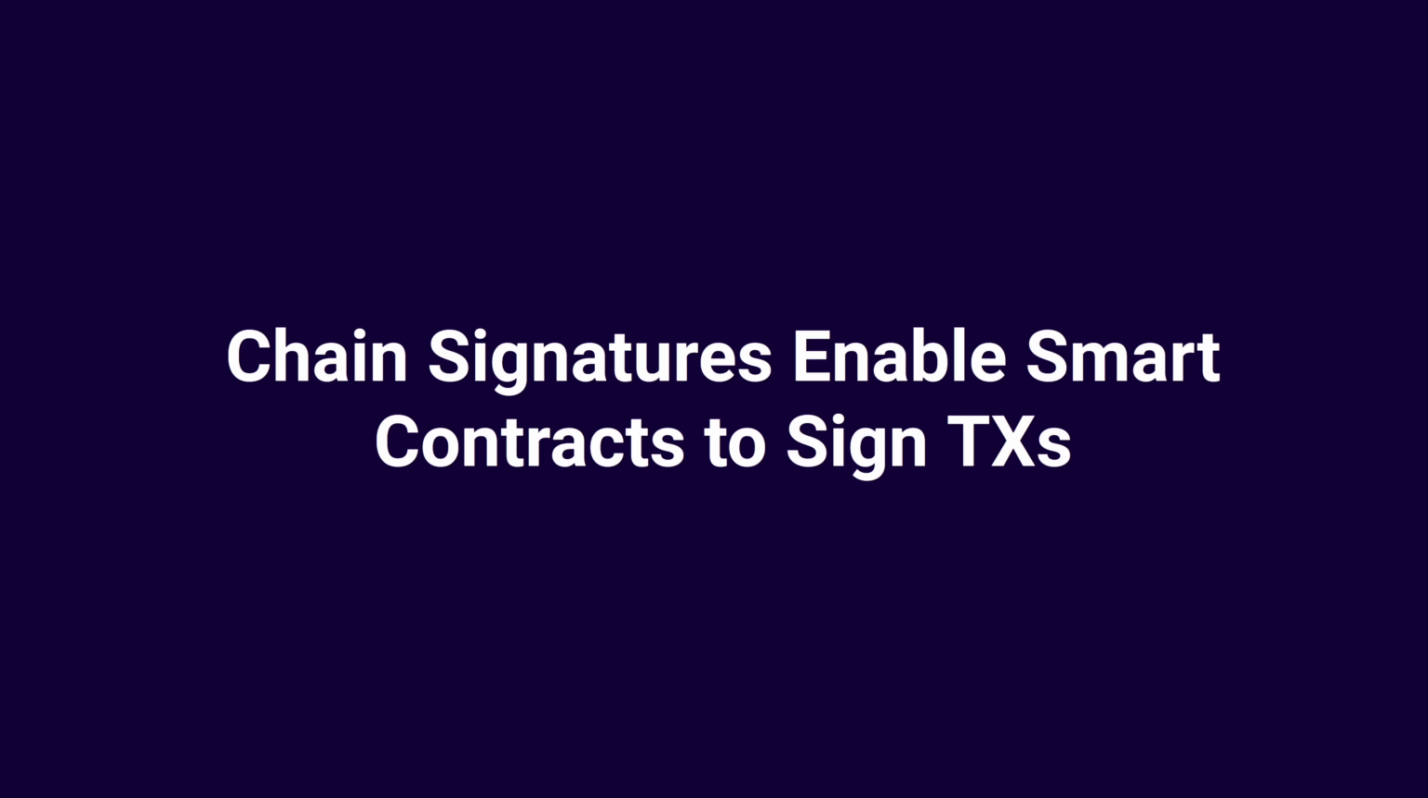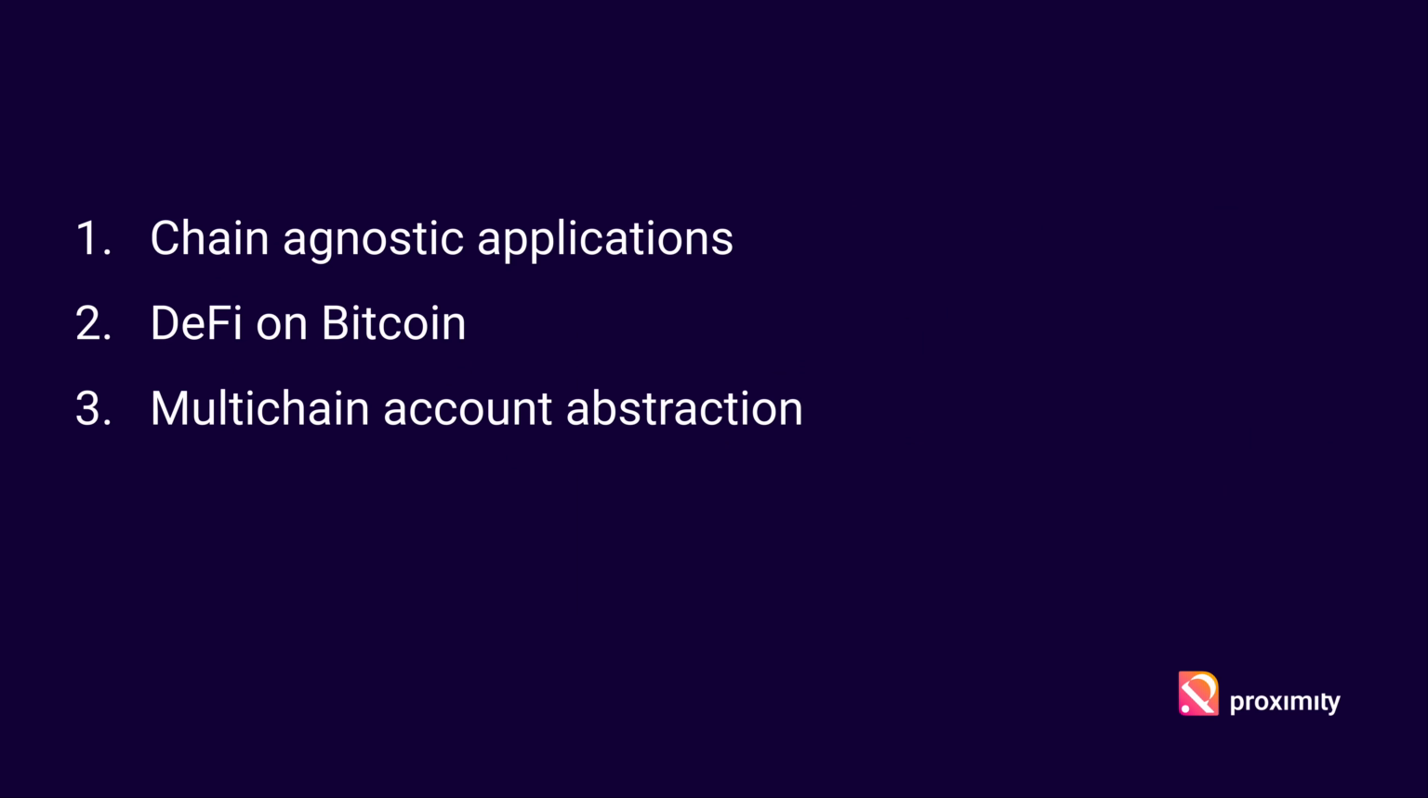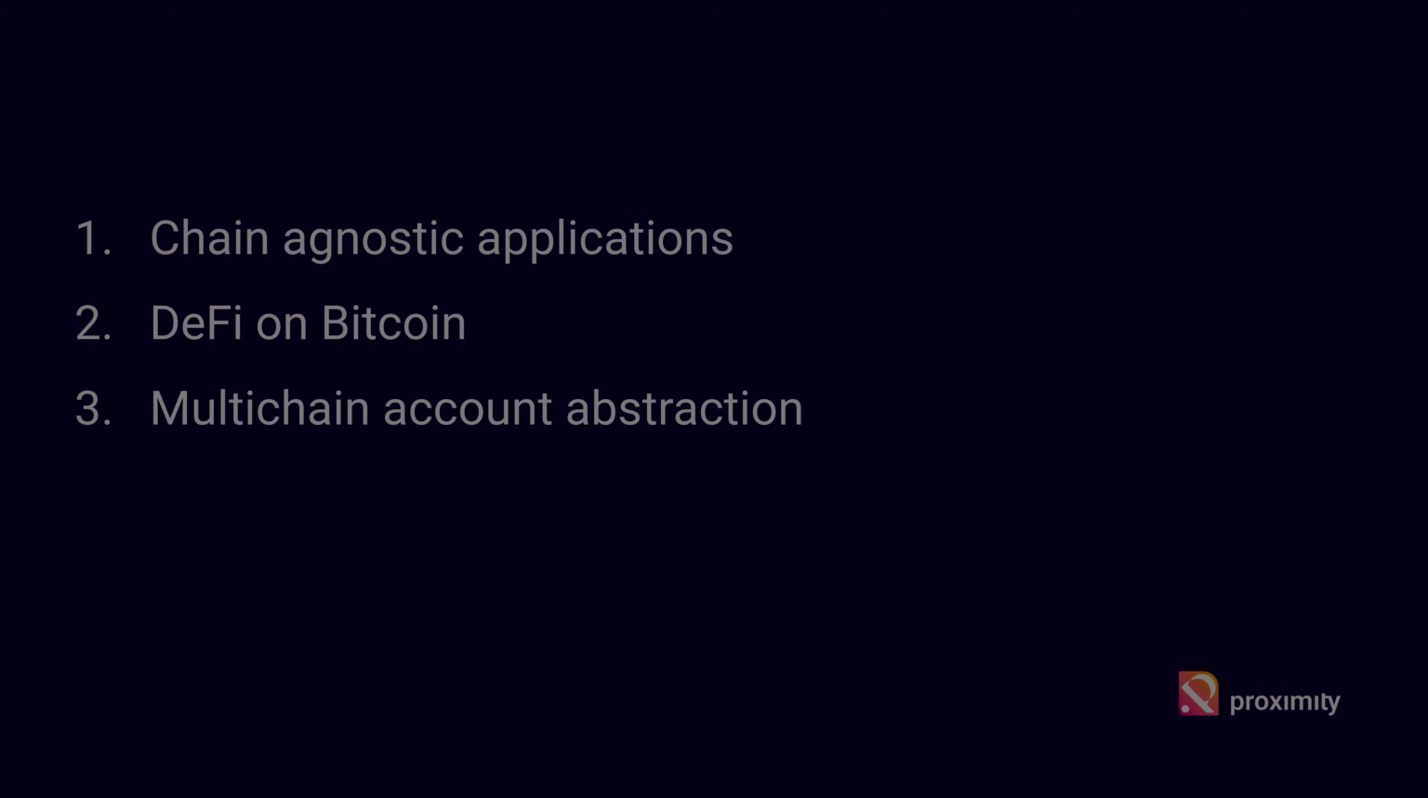So chain signatures enable smart contracts to sign transactions. So you can make chain agnostic applications. You can do DeFi on Bitcoin by basically moving Bitcoin into a chain signatures account, and then you can credit a synthetic on Near or on other chains as well. And you can do multi-chain account abstraction. So very, very cool stuff. And I'm going to proceed into a workshop on how to use chain signatures and actually how to do some chain signatures with smart contracts and talk a little bit about the application logic towards the end of the tutorial.